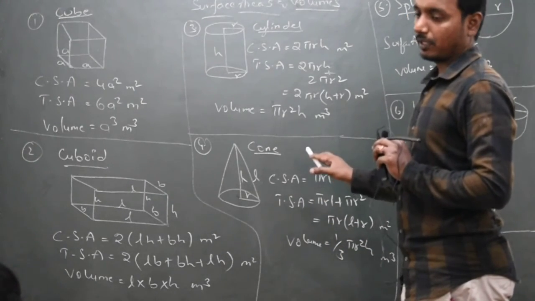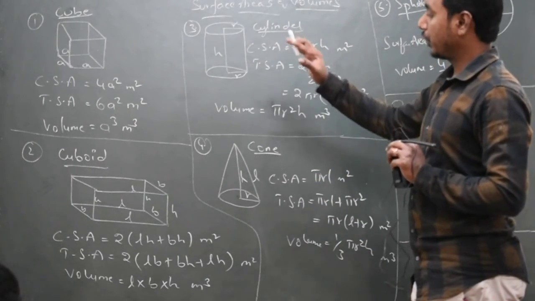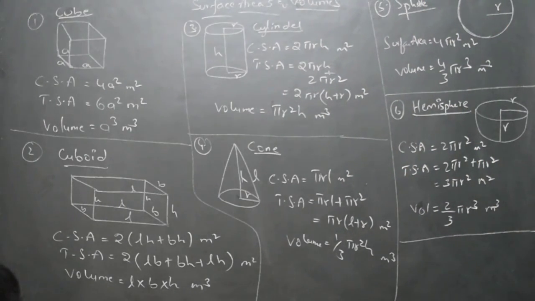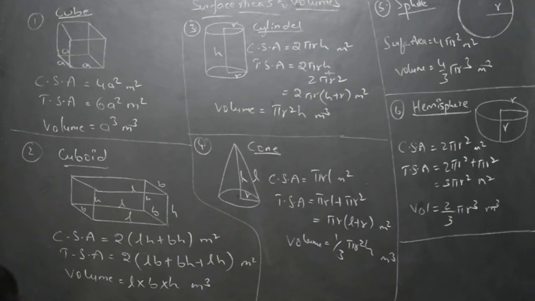Okay, so these are the six major figures in surface areas and volumes: cube, cuboid, cylinder, cone, sphere, and hemisphere. Okay, right? You have to learn, memorize the formulas so that implementing them will be easy. Okay, clear? If you learn the formulas, I'll teach you how you should do them. Copy this now.